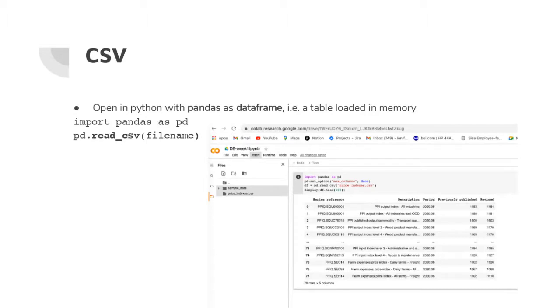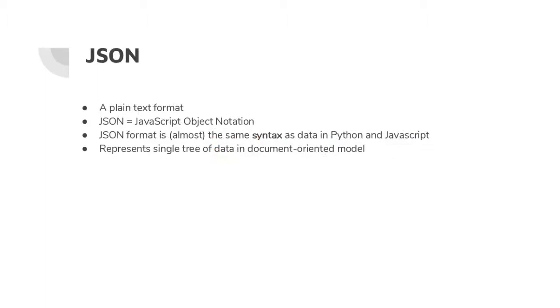And here you see an example in Google Colab. If I read a file here and I display the first 100 records, I get these screenshots. So it's very easy to open it with pandas.